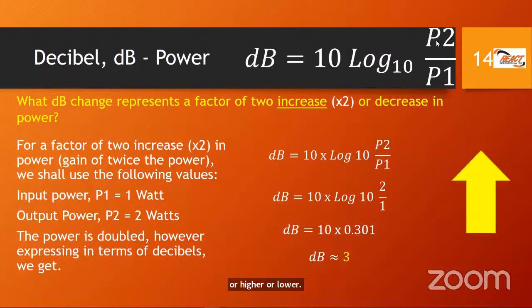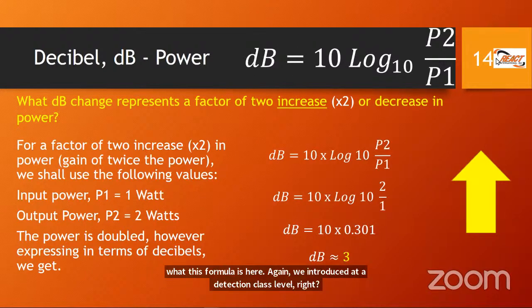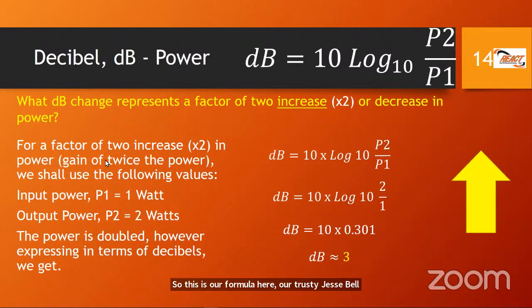All right, so we're putting up on the top of the screen the decibel formula, and we're repeating it for a couple of slides. dB is equal to 10 multiplied by the log to base 10 of the second power, the output power, over the input power. That's the formula. We introduced that at the technician class level. This is our trusty decibel formula, or power formula. We saw that when we doubled the power level from 1 watt to 2 watts, that's a 3 dB gain. But how do we know that?